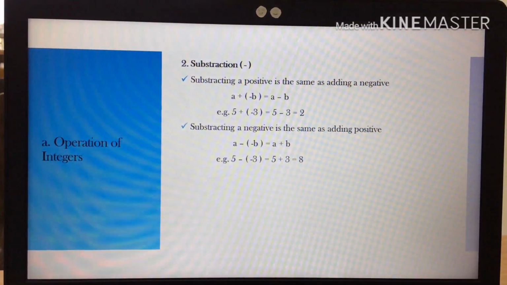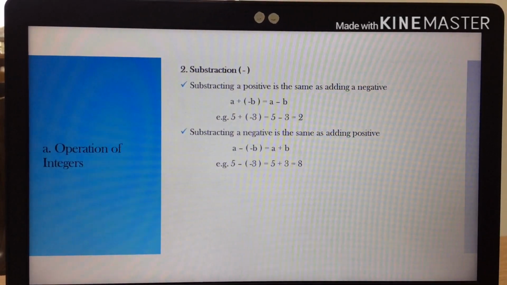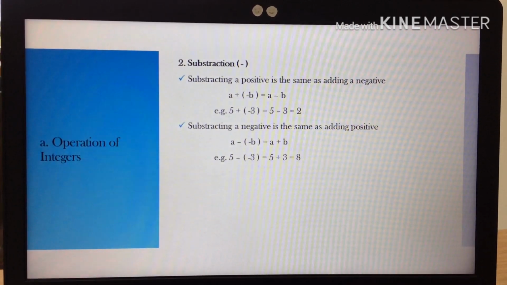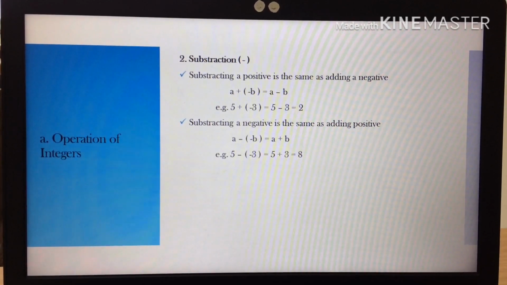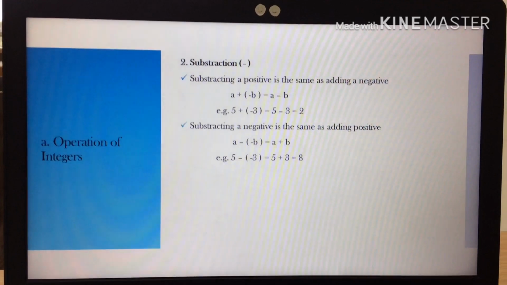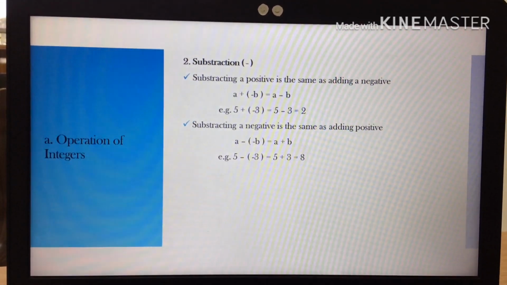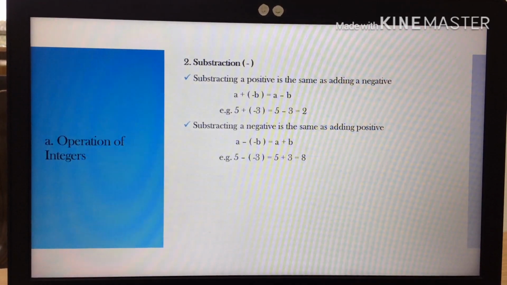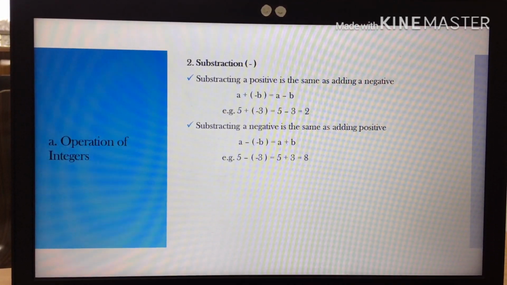And the second of operation of integers is subtraction. The first, subtracting a positive is the same as adding a negative. The formula is a plus negative b equal a minus b. For example, 5 plus negative 3 equal 5 minus 3 equal 2.